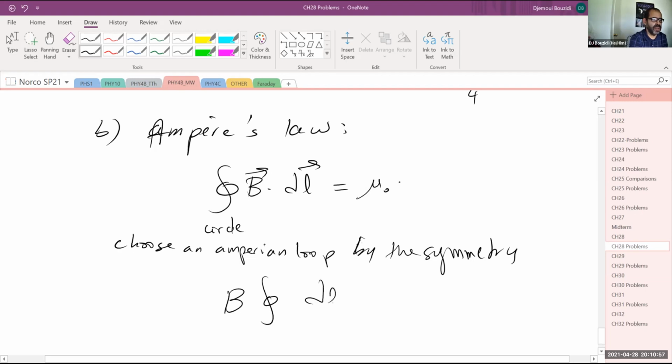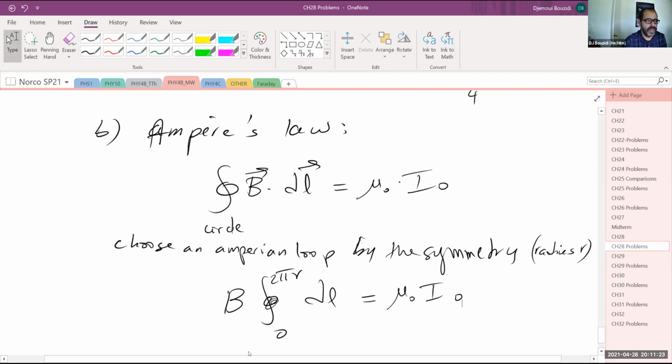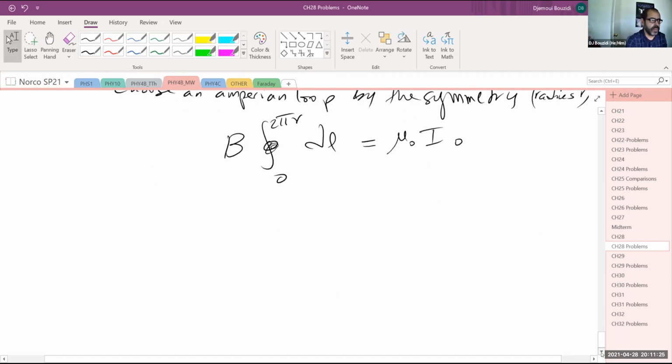So the only thing that I'm left with is the integral of dl, basically from 0 to 2 pi r, because that's the circumference of the circle whose radius is r. So this is radius r. Because I want to find the magnetic field at that point, B times 2 pi r is equal to mu naught times I naught in here. And that is the value that we just calculated: the current enclosed is I naught. So B is equal to mu naught I naught over 2 pi r.